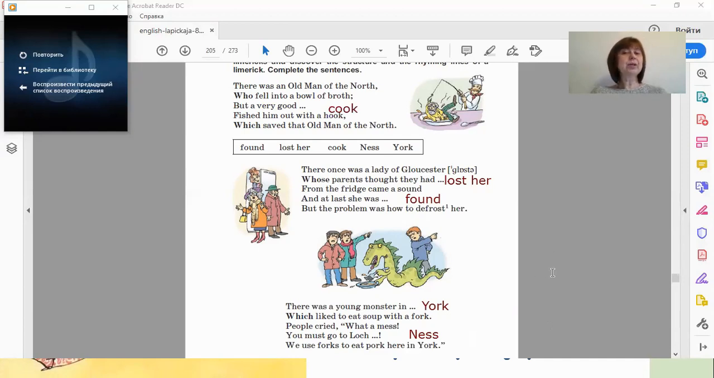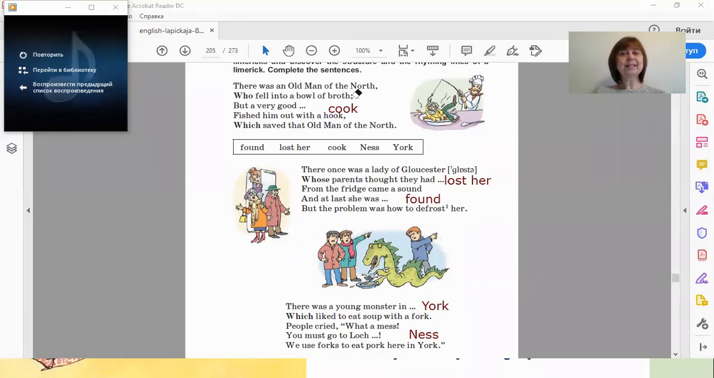Now let's look at one of the limericks. How many lines are there in a limerick? 1, 2, 3, 4, 5. 5 lines. Which of them are rhyming? Look, north, broth, north. The first, the second, and the fifth are rhyming, and in the middle, the third and the fourth. Cook, hook.